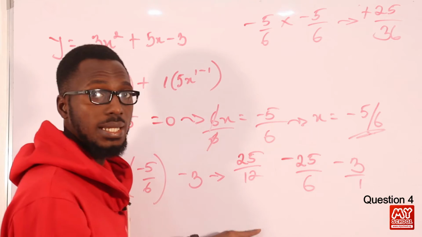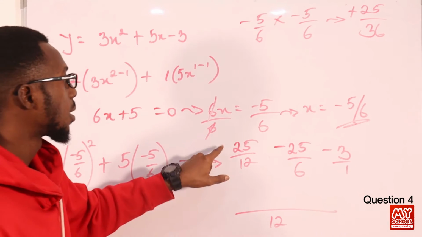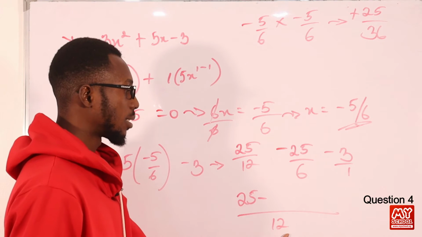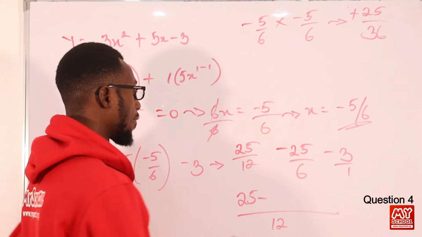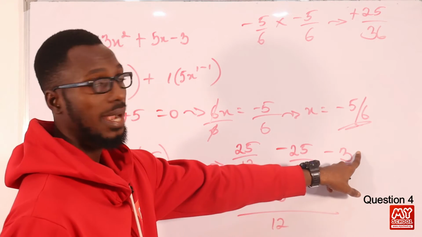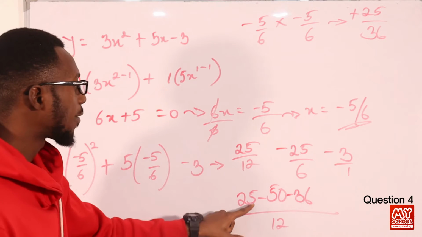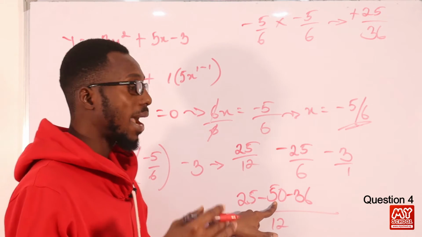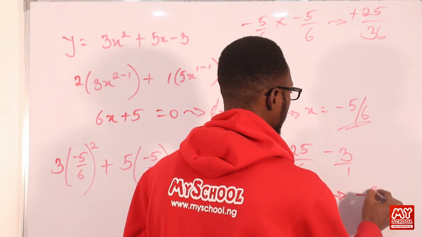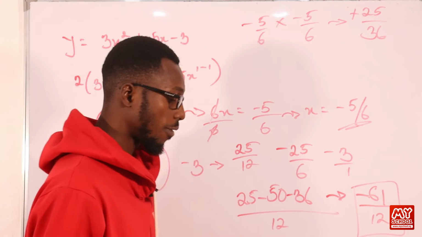So I can just find out my LCM from here. So 12 and 12, that is 1, times 25, I have 25, minus, this is 2, times minus 25, that is minus 50, of course. So I have 1 and 12, that is 12, times minus 3, that is minus 36. So 25 minus 50, that is minus 25. So minus 25 minus 36, that is actually minus 61 over 12.